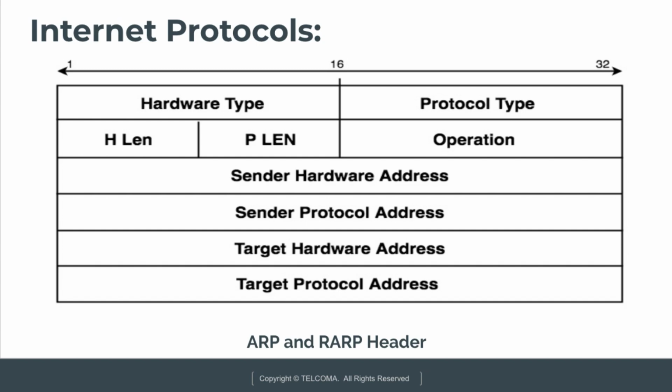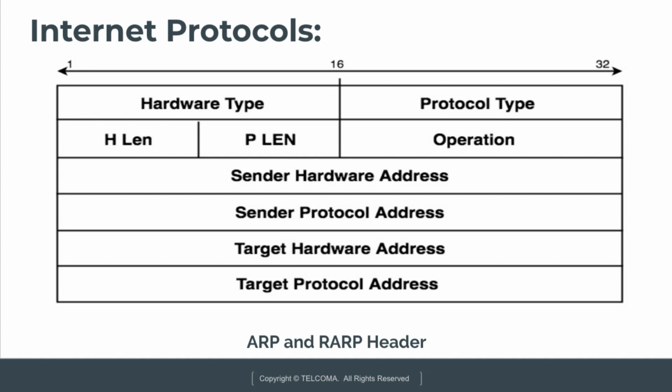Next is hardware address length. It is an 8-bit integer which specifies the size of the hardware address in octets. Next is an 8-bit integer which specifies the size of the protocol address in octets. This is the protocol address length. The next is the operation. It is a 16-bit field which specifies whether the message is a request message or a response message.